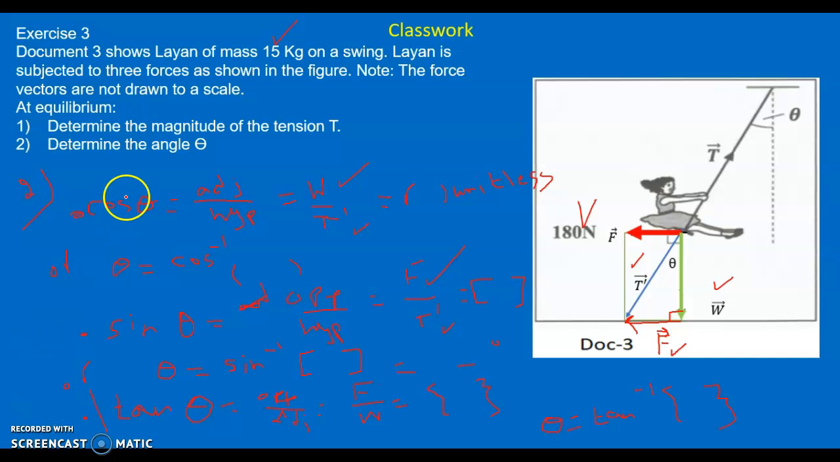Here I'm showing that if we want to use cosine, adjacent over hypotenuse, we would use W over T prime and do the same thing. Then press shift cosine to find the angle. Or we use sine, opposite over hypotenuse, so it's F over T prime, and then we press shift sine on the obtained value in order to get theta.